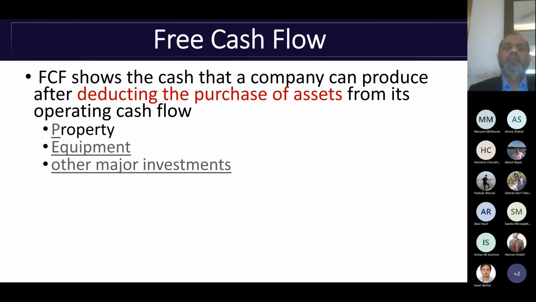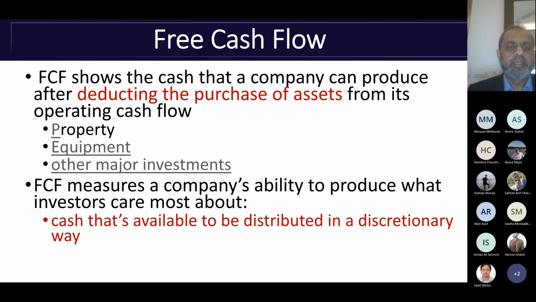It shows the cash that a company can produce after deducting the costs. I mean, here you put the capital investment you intend to make as well. If you want to buy, let's say, an equipment, or if you want to build or construct a building, you also take out that you are going to do this. So now what is left is the free cash, and the investor would love to see how much free cash is available with the company for it to do different things. So mainly the investor would like to see this.